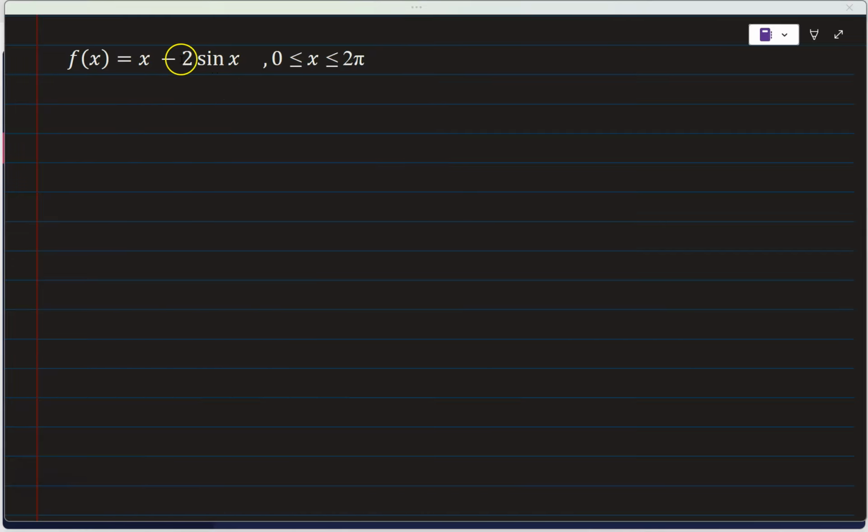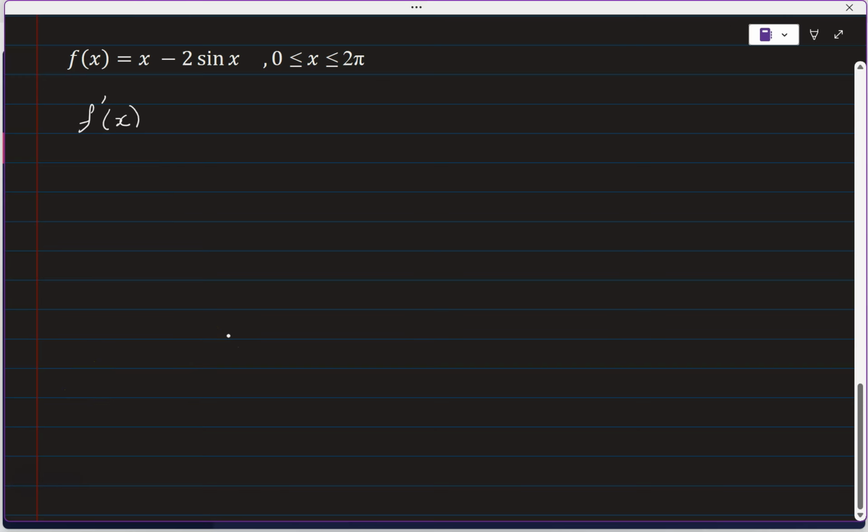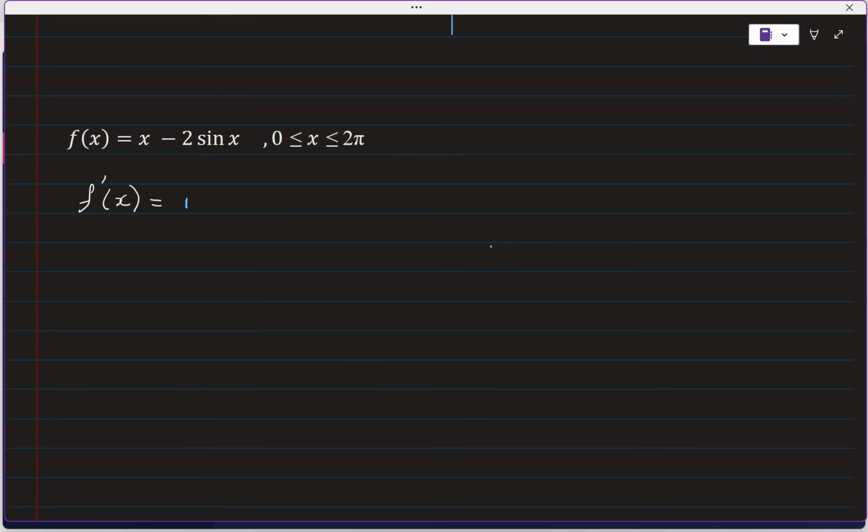We're going to go through the first derivative, we're going to find the critical points and then set it up. So the first thing we've got to do is find the derivative of the function. So f prime of x equals, the derivative of x is 1, the derivative of sine x is cos x, so that would be minus 2 cos x, and that is the derivative of the function. And then to find the critical points, we need to set f prime of x, the derivative, equal to 0. That means 1 minus 2 cos x, you set that equal to 0.